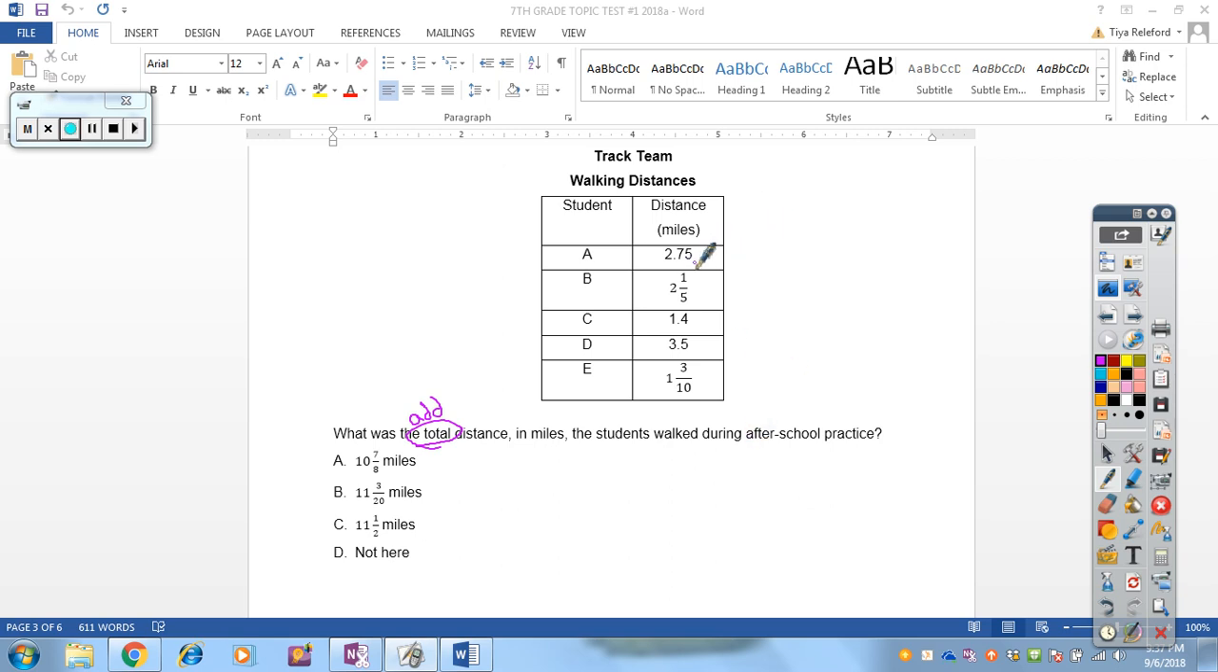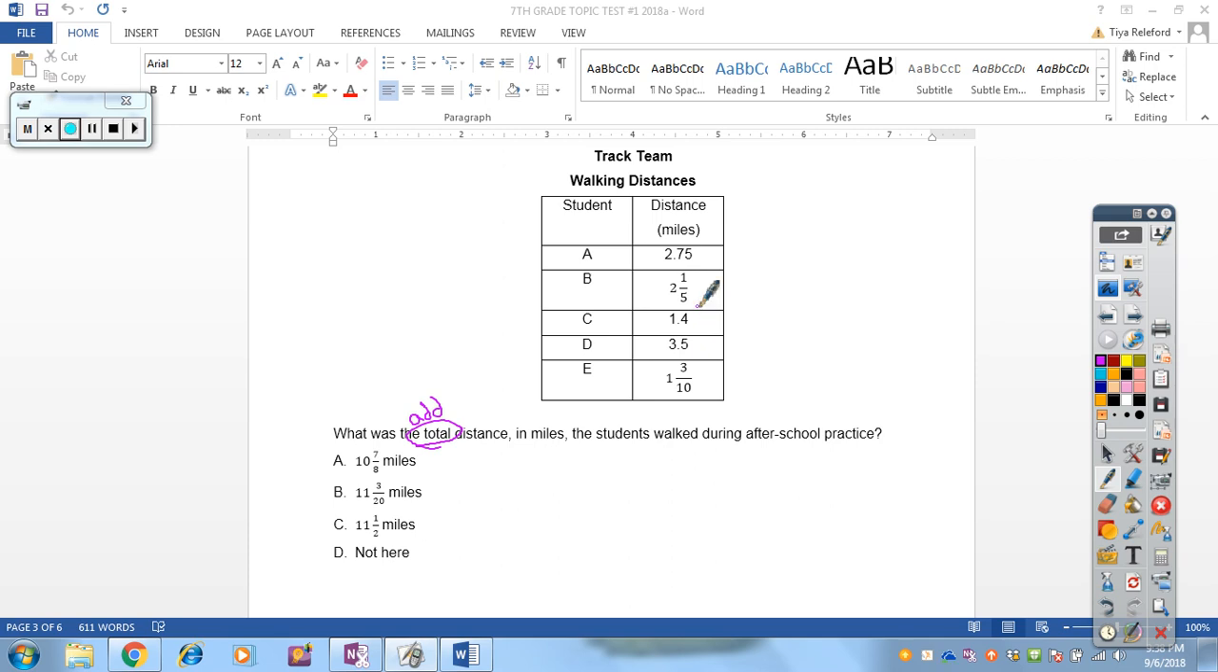But what do you see? I see decimals and I see fractions. So you can either turn all your decimals into fractions, or you can turn your fractions into decimals. How do you turn a fraction into a decimal? Right, you have to divide top and bottom out.